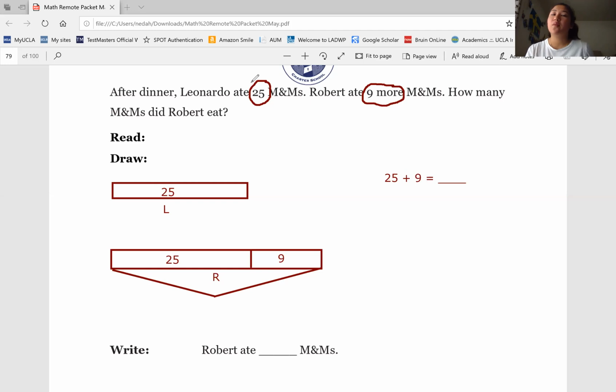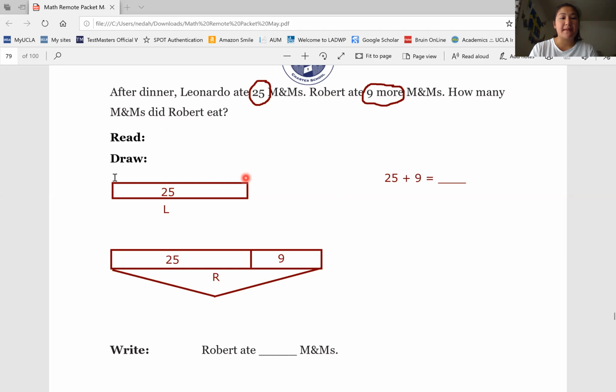Remember, you're checking your work with mine to make sure you got all the parts. So first things first, we're always going to mark up our problems. I see a number here, 25 for Leonardo, and I see Robert ate 9 more. Remember that I circle the word more because it's a really important part of the problem. Then the question's asking us, how many M&Ms did Robert eat? So we know that Leo ate 25, but now we're looking for Robert's.